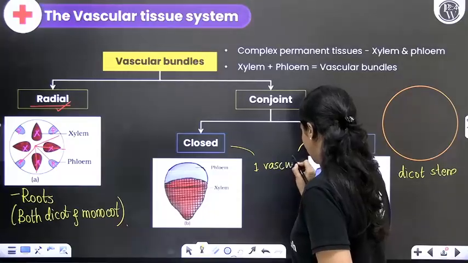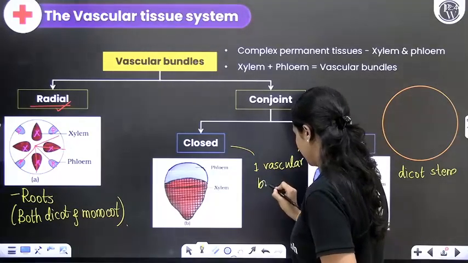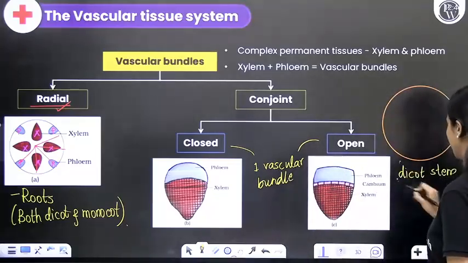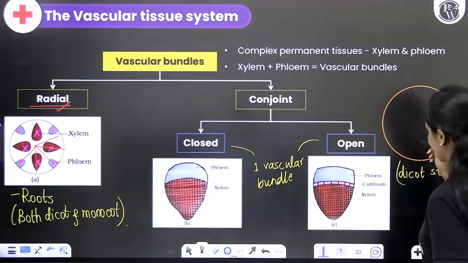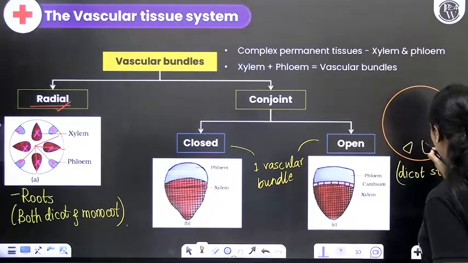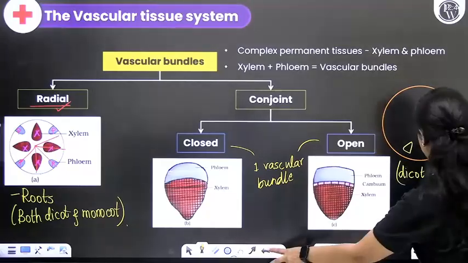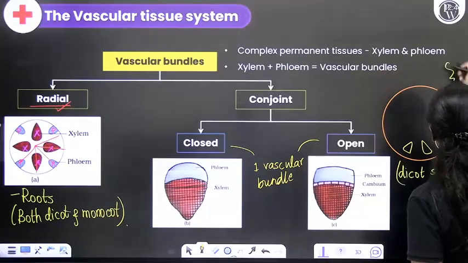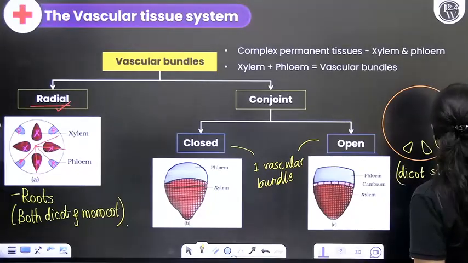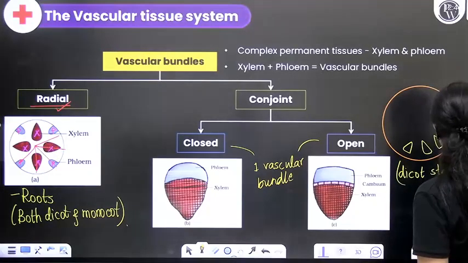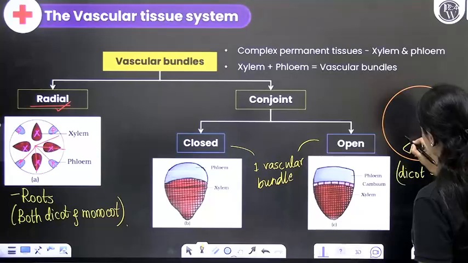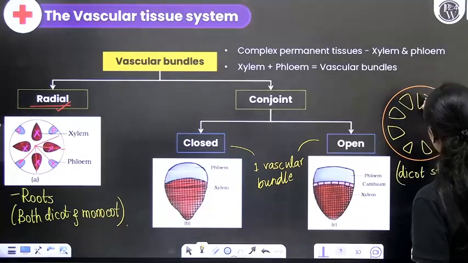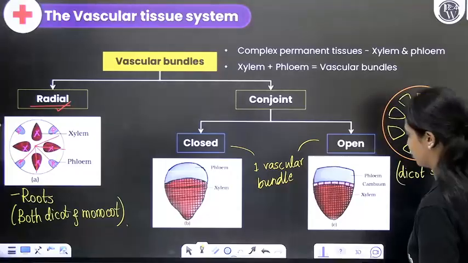Vascular bundle. Within the stem, many such vascular bundles will be present. For example, in a dicot stem, vascular bundles will be arranged like this in the form of a ring. Okay, like this in the form of a ring, it will be arranged.